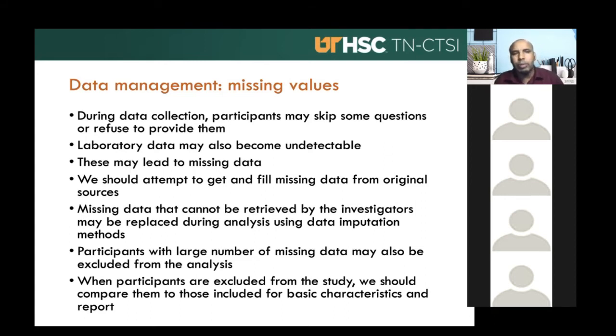But the best practice is, if we can get back and contact the study participant, and get the data and replace the missing values, that's better practice. But if that doesn't happen, and if the number of missing values would impact the study power, then the good practice is to conduct some imputation methods to replace the data.